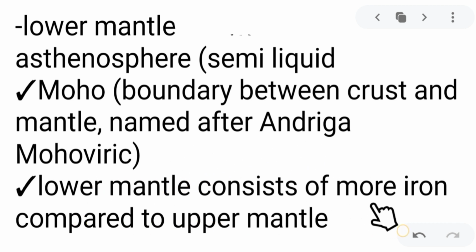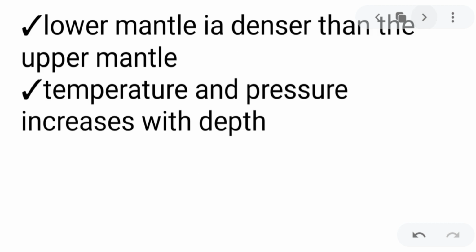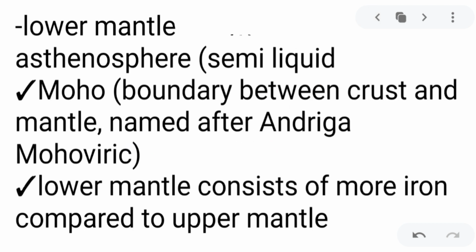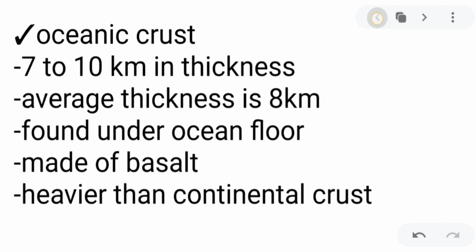The lower mantle consists of more iron compared to the upper mantle. And then, the lower mantle is denser than the upper mantle. It is denser because this is semi-liquid, and the temperature and pressure increase with depth. So, ano ba yung asthenosphere na tinatawag natin na makikita natin sa lower mantle?